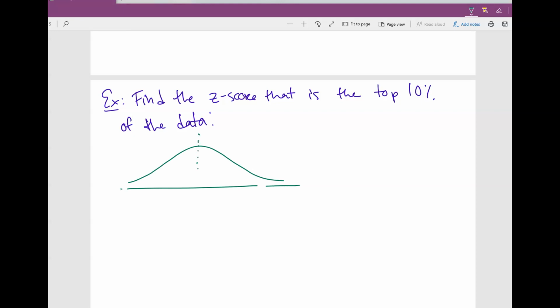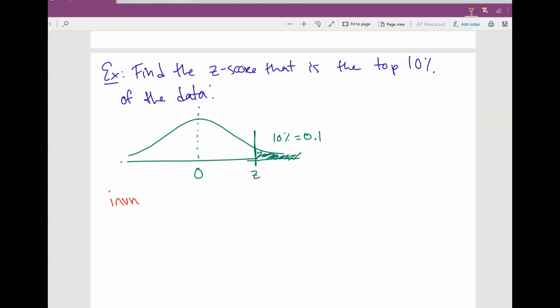Here my z-score is going to be at 0. We want to figure out what z-score is going to be the top 10%. So the top 10% is right up here. Basically, we want to figure out what z-score gives me this top 10%. So this guy right here is 10%, which as a decimal is 0.1. Again, we're going to use inverse norm. Remember, it's area to the left. Then we're going to figure out the mean and plug in the standard deviation.